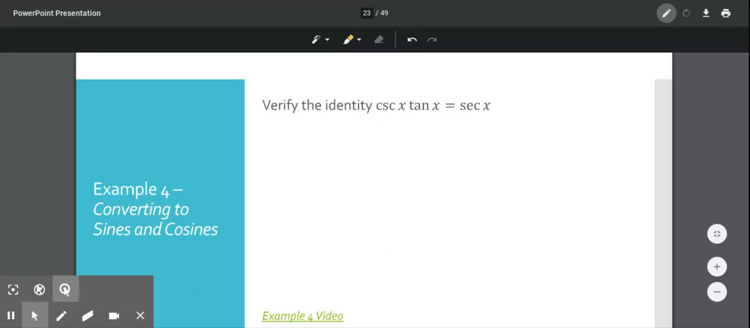All right, so for this one, did you change cosecant into 1 over sine? And you change tangent into sine over cosine.